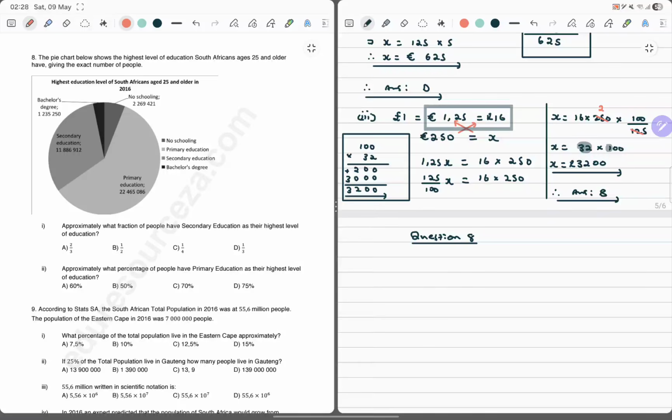Right, we've got a pie chart question. The pie chart below shows the highest level of education South Africans aged 25 and older have, giving the exact number of people. Can you see, guys, the majority of these guys have primary education, and you may think this is an insult. It's actually true, my lord.